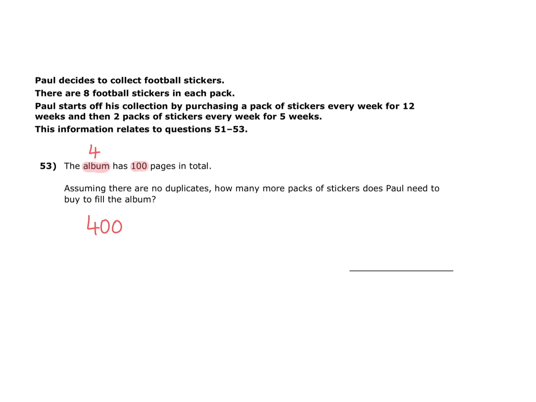If we know that Paul started his collection by buying a pack of stickers every week for 12 weeks, and then 2 packs of stickers every week for 5 weeks, that means that he would have 12 sticker packs after the first 12 weeks, and then a further 10 packs after those 5 weeks where he bought 2 packs a week. This is 22 packs of stickers, and of course each pack contains 8 stickers. 22 multiplied by 8 is 176.